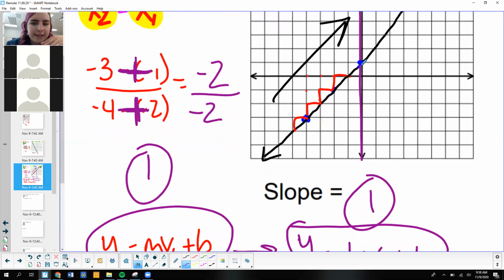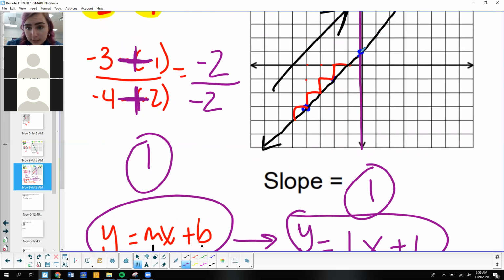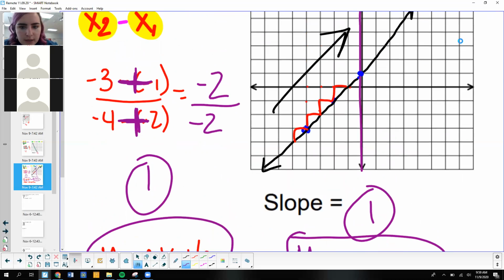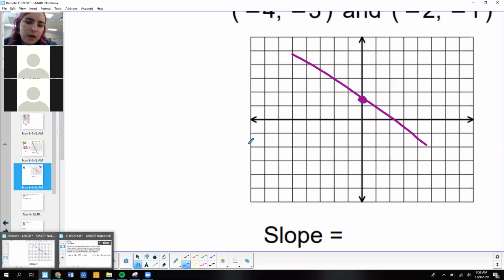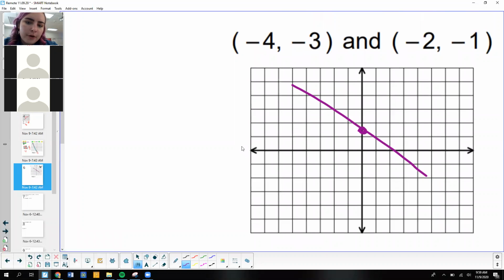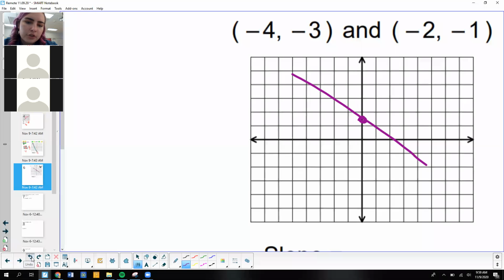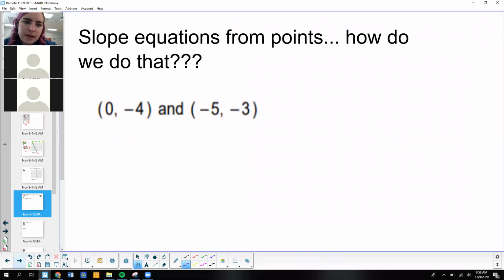So like here, I guessed that it was positive 1 because it looks like it's positive 1. But let's say we have a line. I'll go ahead and just cancel out everything. Let's say I have a line that is like this. Well, I don't know exactly where that intersects b. I could make a guess, but I wouldn't know for sure. So we can use what we know about finding slope, what we know about our points to figure this information out. So we're going to begin talking about this today.